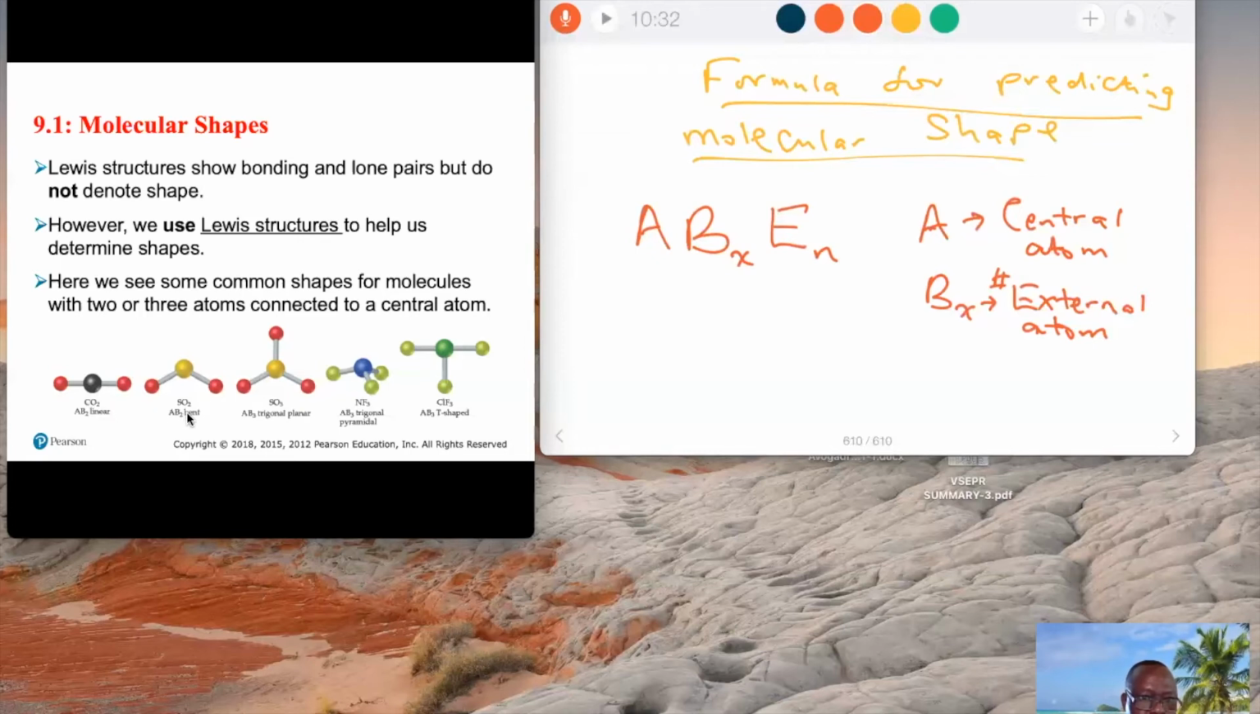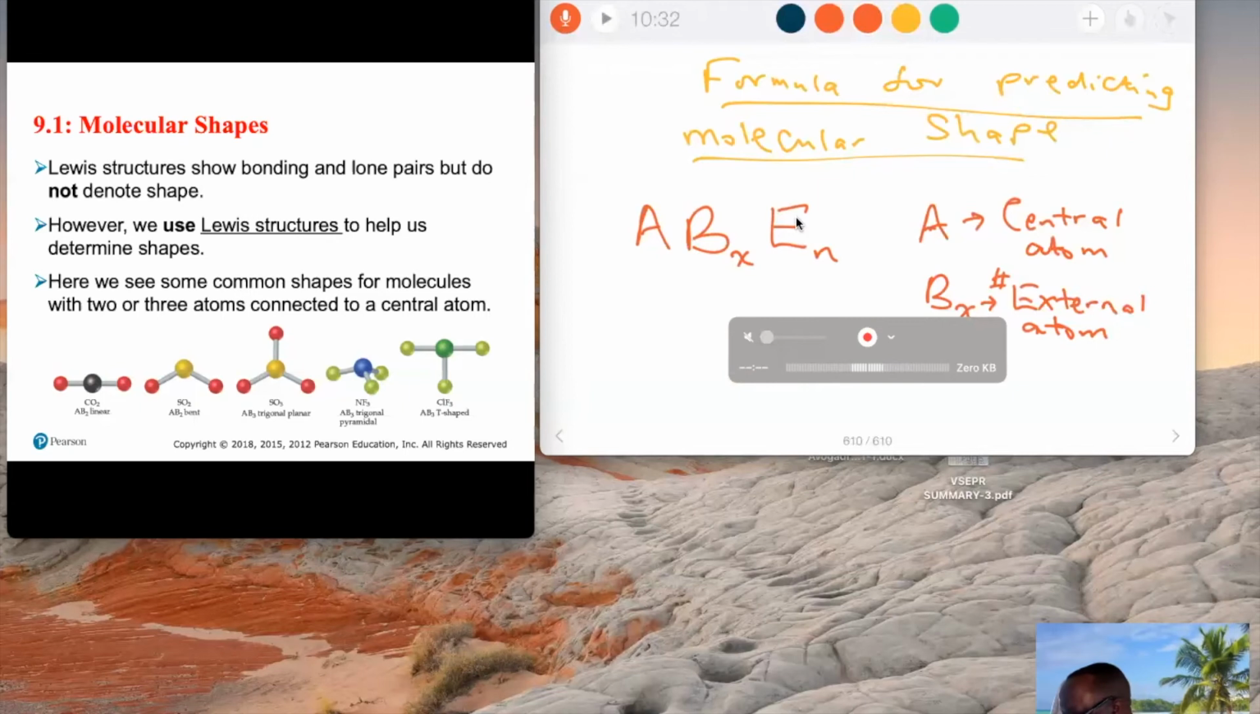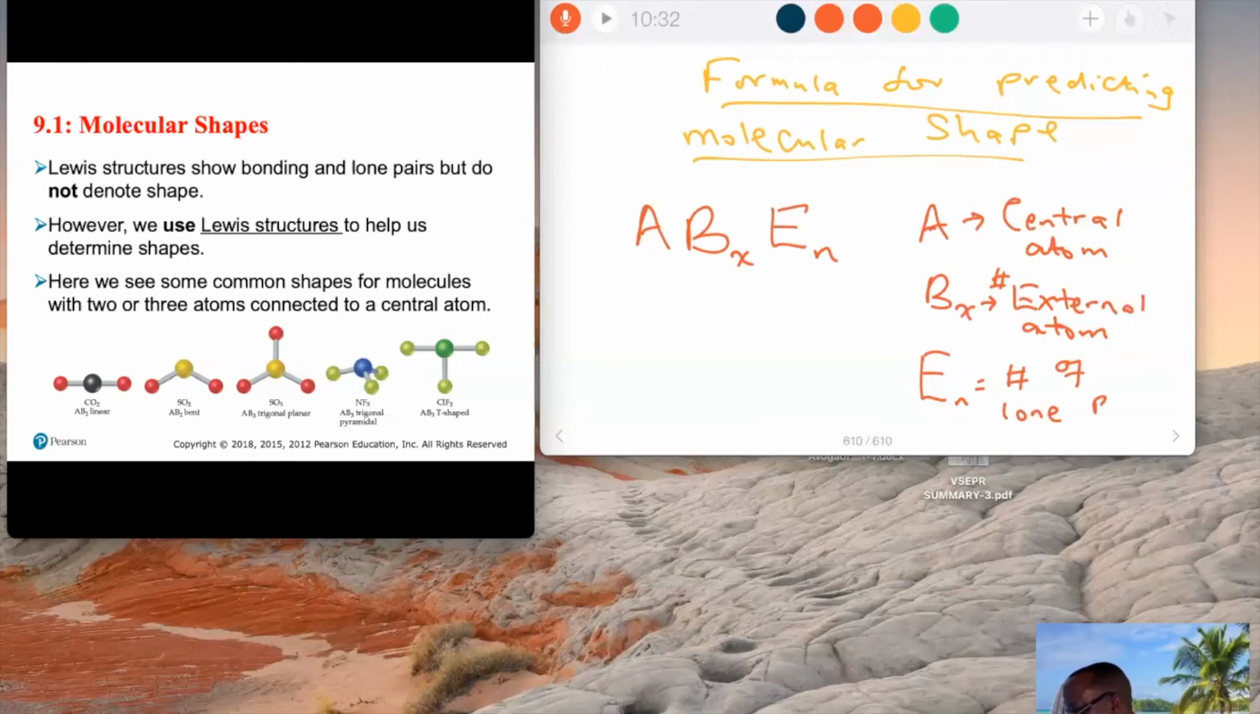You may wonder why this one is AP2 and this one is AP2. We talk about linear, we talk about bent. It has to do with this EN now. EN is the number of lone pairs on the central atom.